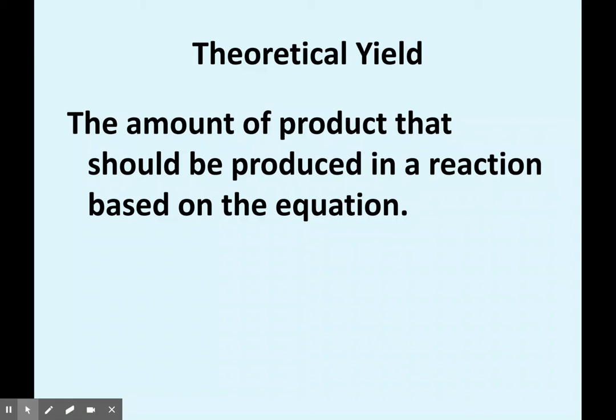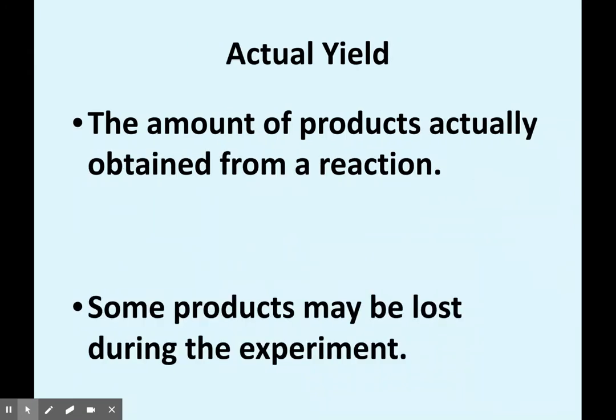We talked about cookies in class, about how a recipe might say you make 12 cookies, but you don't always make 12 cookies. Well, this is what the recipe says we should make. In theory, how much we should make. In all actuality, we don't always make the amount that the recipe or the reaction says that we should make. So the actual yield is when you actually do the experiment and carry out the reaction, how much is produced. So just like cookies, sometimes you don't always make the 12, sometimes you make a few less.